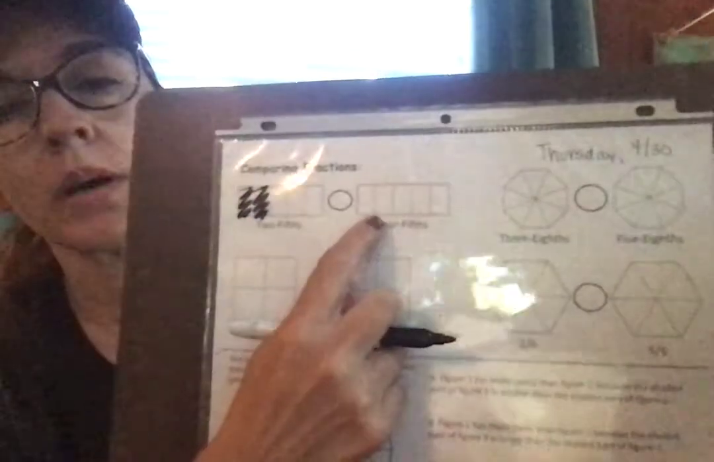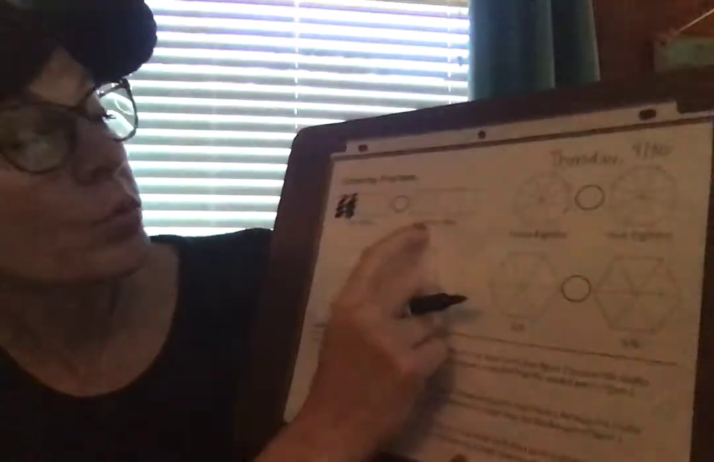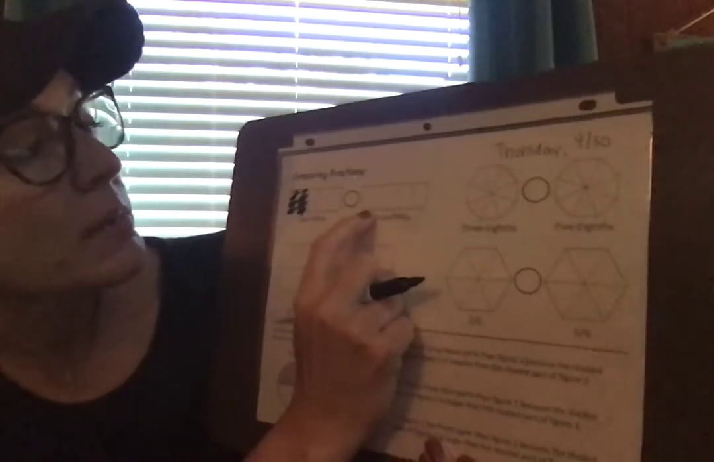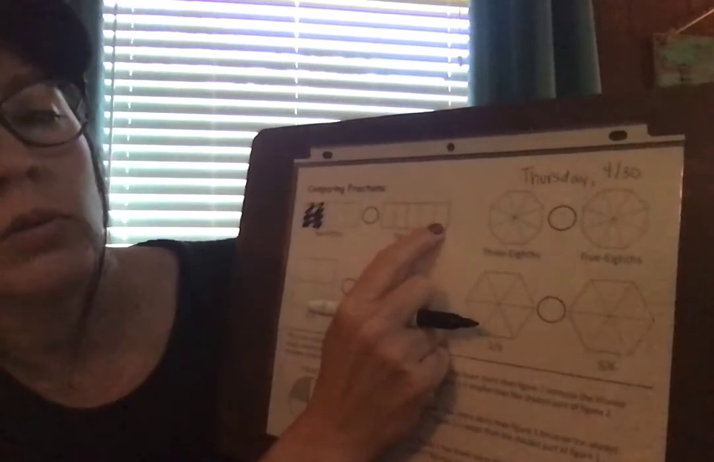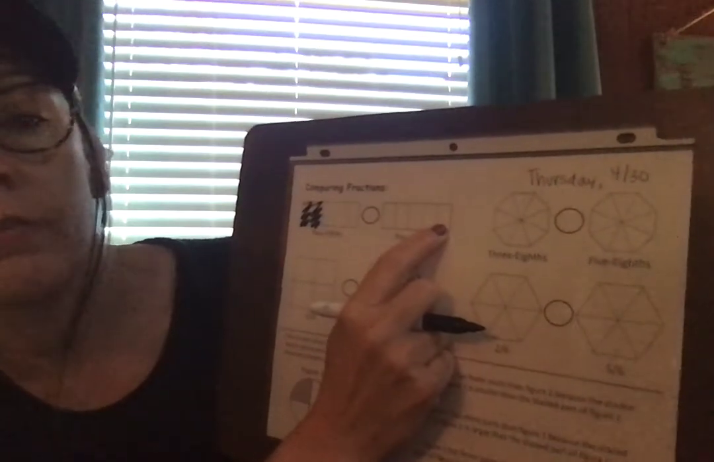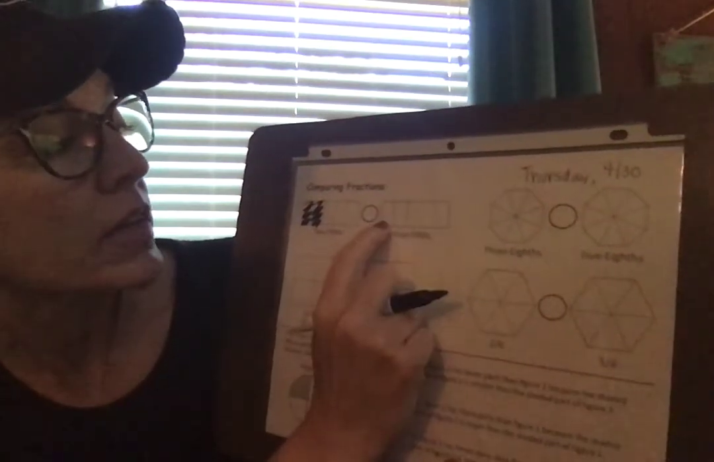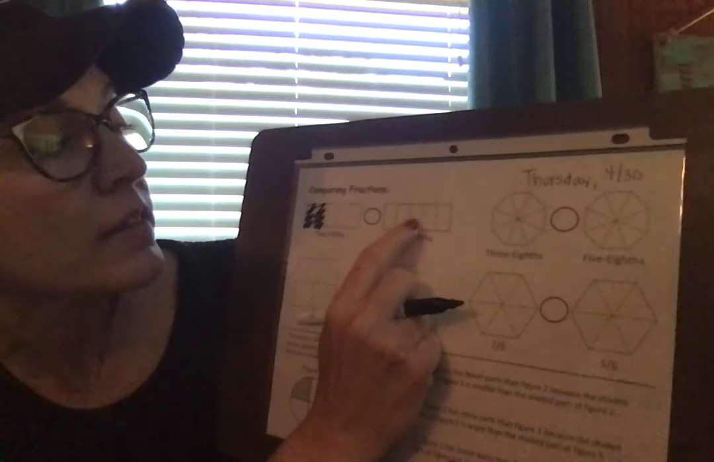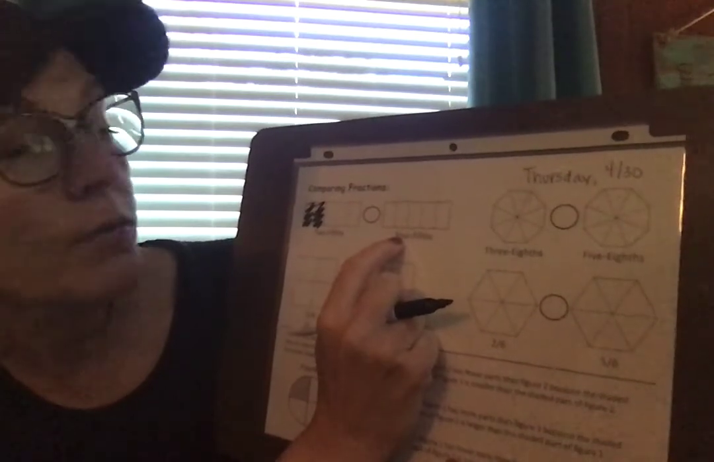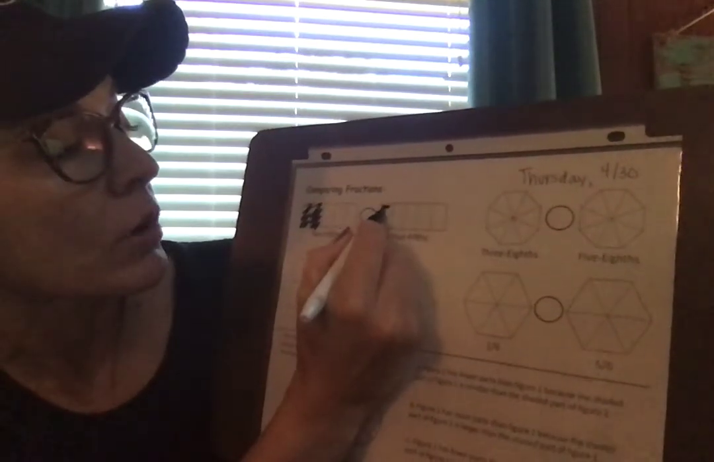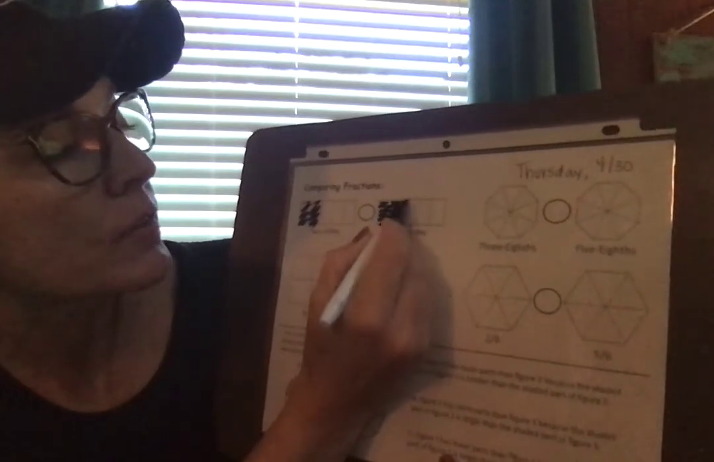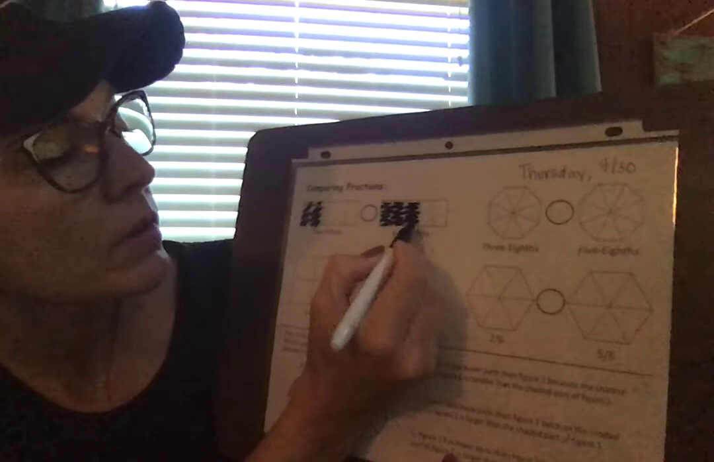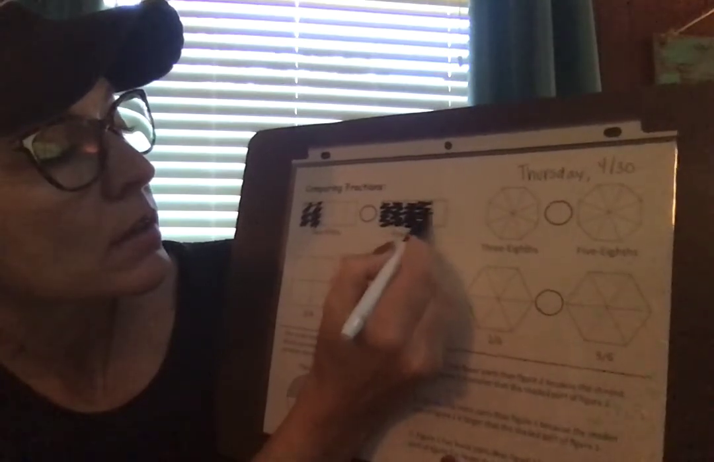Now in the second model, it says 4/5. So again, I'm going to look. I know that these are 1, 2, 3, 4, 5. It takes 5 to make the whole thing. So a good name for these are fifths. I can call each one of these 1/5. So if I need to model 4/5, I'm going to shade 1/5, 2/5, 3/5, 4/5.